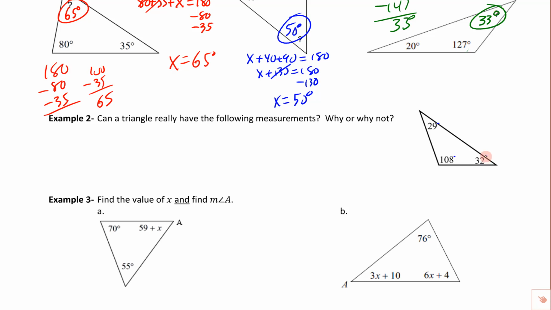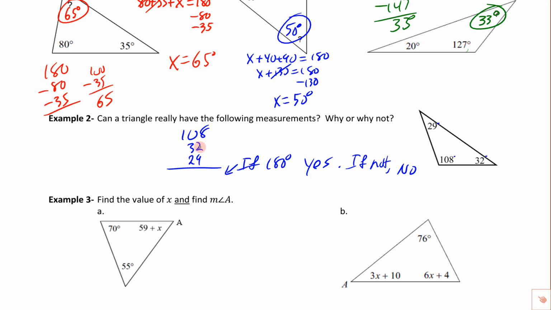So let's see what happens if we add these together. If I take 108 and I add 32, and then I add 29, let's see what I get. If we get 180, if 180, then yes. If it's not 180, then the answer is no. So if not, then the answer would be no. So let's take a look here.